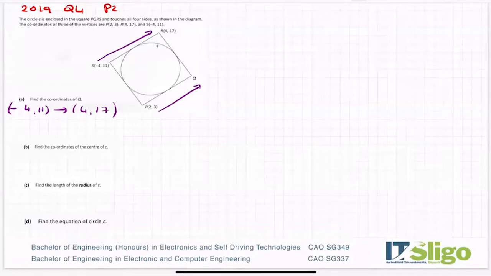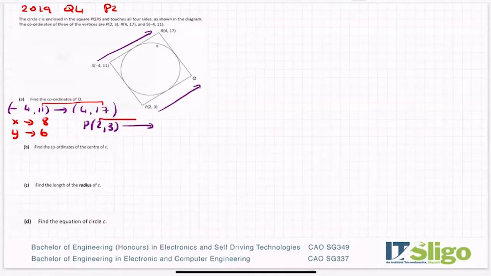So that's a change of -4 to 4 is a change of 8 in my x direction, and in my y direction 11 to 17 is a change of 6. Okay, so therefore you take your point P, which is (2, 3), and you apply the same change. In other words, you add on 8 to your x and you add on 6 to your y, and you see where you end up. So your x is 2 and 8, which is 10, and your y is 6 and 3, which is 9. So Q is the point (10, 9).